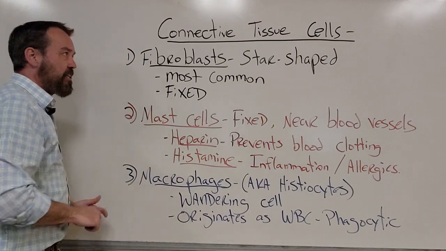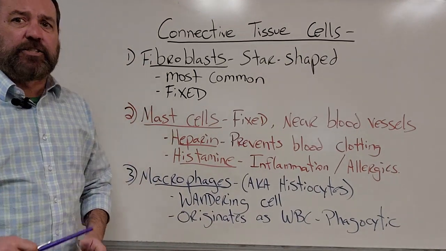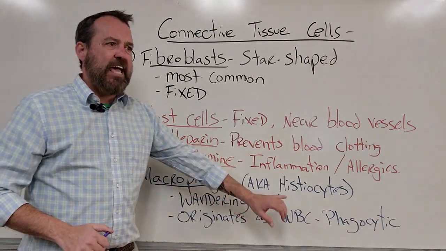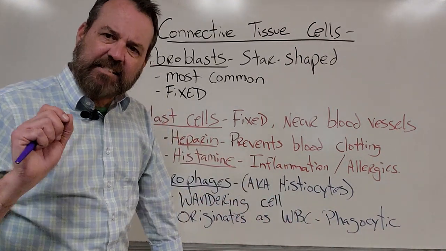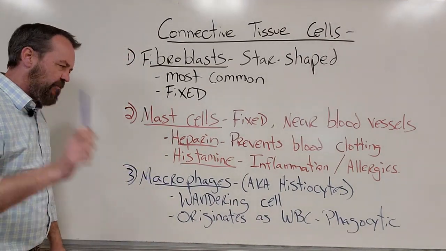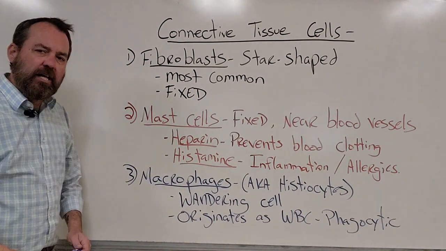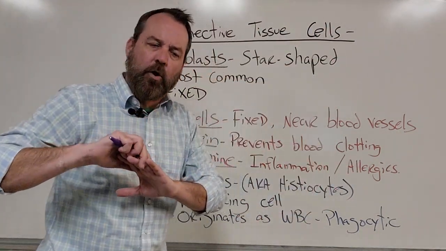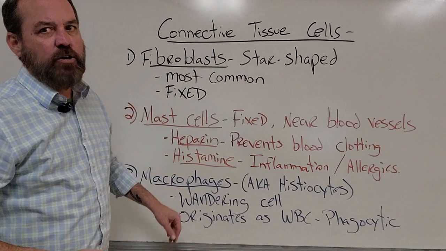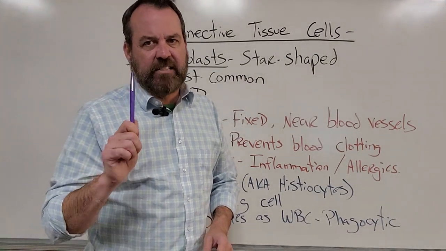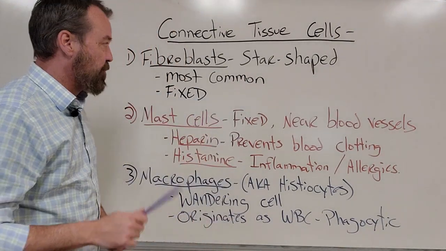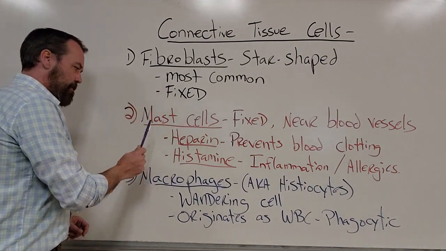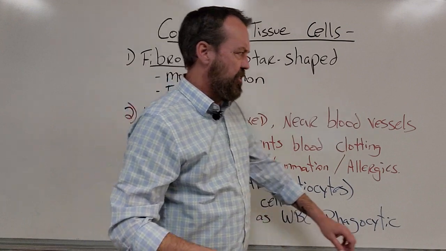Our third type of connective tissue cell is the macrophage. The first thing I want you to know about macrophages is that they are also known as histiocytes. Histiocytes, AKA macrophages. These start out as white blood cells, so they're phagocytic. They're going to bump into something, reach out, grab it, and pull the whole thing in. These are wandering cells, so they are not fixed in place. They can move about the tissues freely. So be able to distinguish fibroblasts, mast cells, and macrophages.